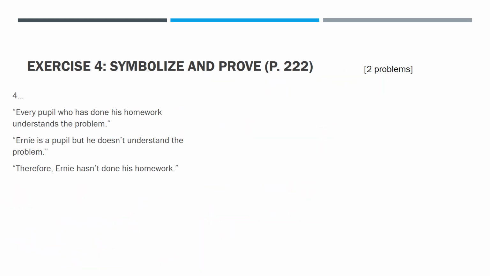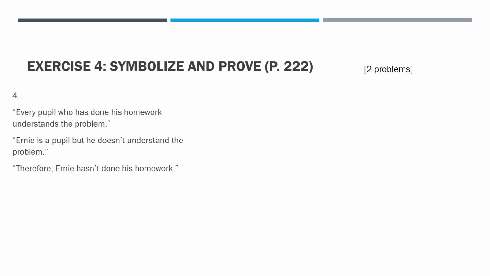It's always a good idea to pause the video and try some of these problems yourself. This is exercise 4 on page 222, argument number 4. Every pupil who has done his homework understands the problem. Ernie is a pupil, but he doesn't understand the problem. Therefore, Ernie hasn't done his homework.